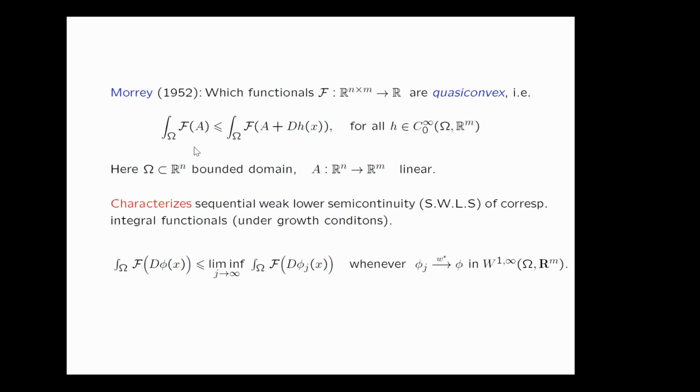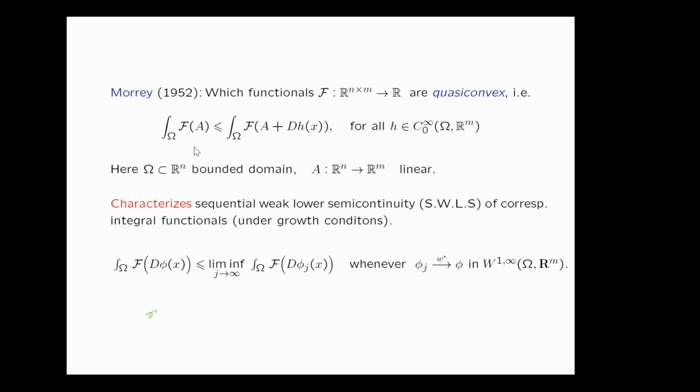But actually, the reason why Morrey introduced this notion of quasiconvexity was to be able to run the direct method of the calculus of variations. The direct method essentially says that if you have a functional which is weakly lower semicontinuous with respect to sequences, that is to say, if I have a sequence phi_j which converges to phi weakly in some topology, let's say in W^{1,infinity}, then the limit has less energy than the limit of the energy of the sequence. And therefore, if this sequence was converging to the infimum, then the limit is a minimum, and we have found a minimizer of our variational problem.